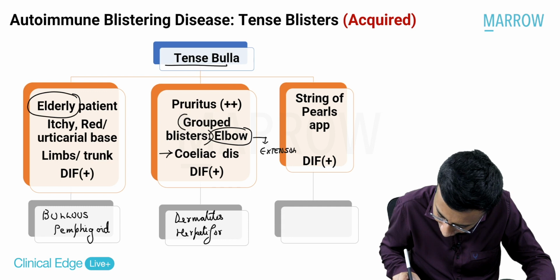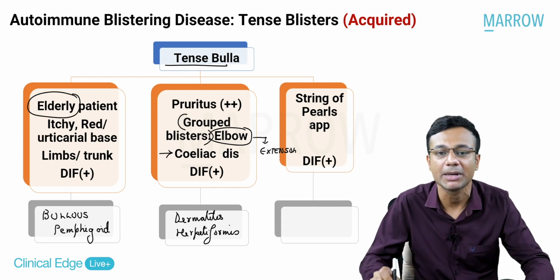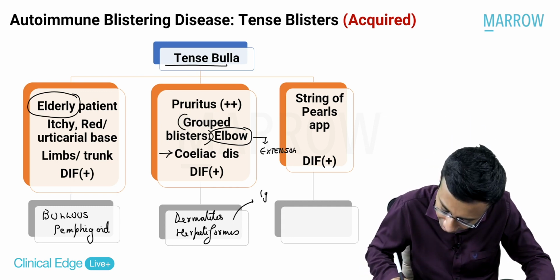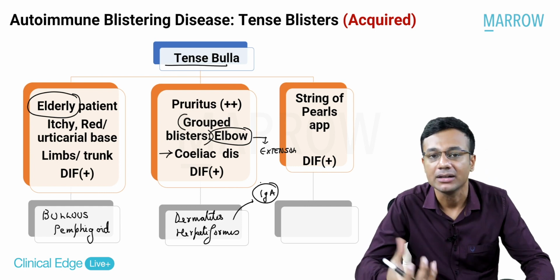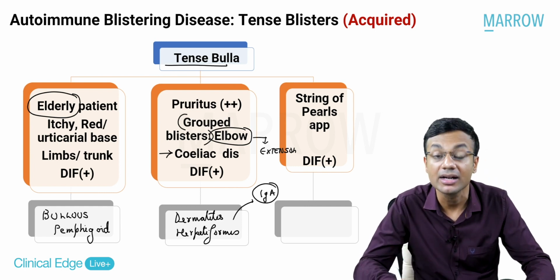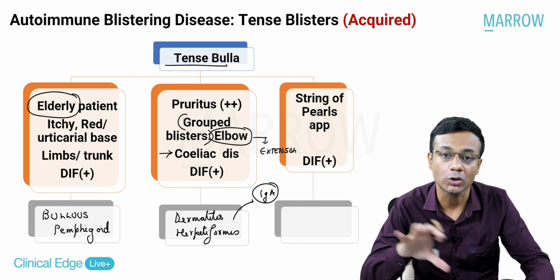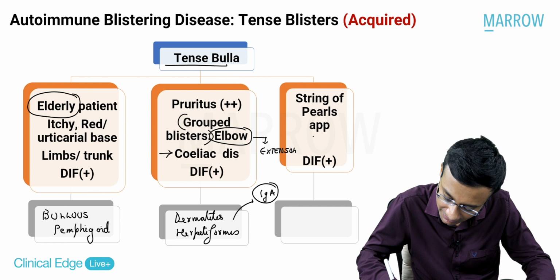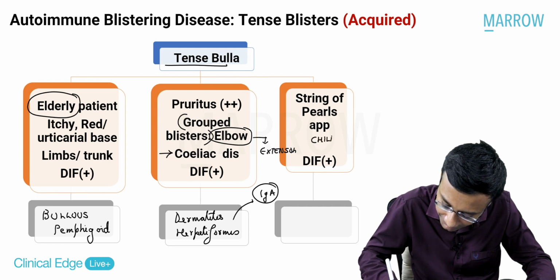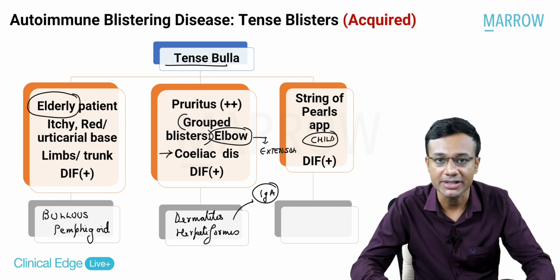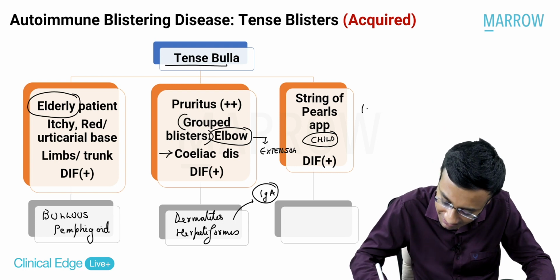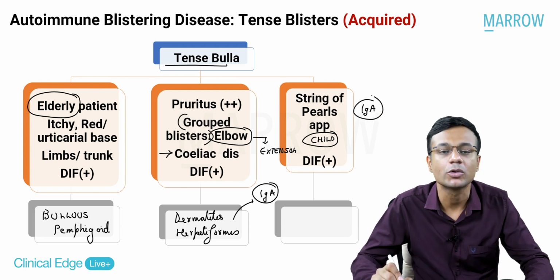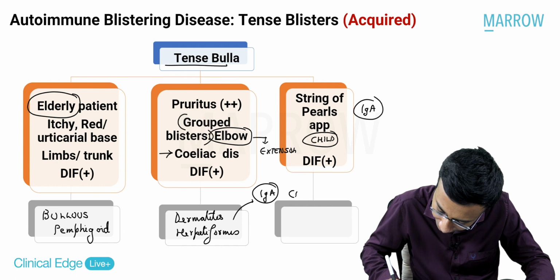Dermatitis herpetiformis. So students, please remember, dermatitis herpetiformis is a disease which is mediated by immunoglobulin A. Dermatitis because it is extremely pruritic. Herpetiformis is because of the grouped configuration of the lesions. And the third situation is when a child presents with a string of pearls appearance, and it's again an IgA mediated disorder. So this is going to be called as CBDC.